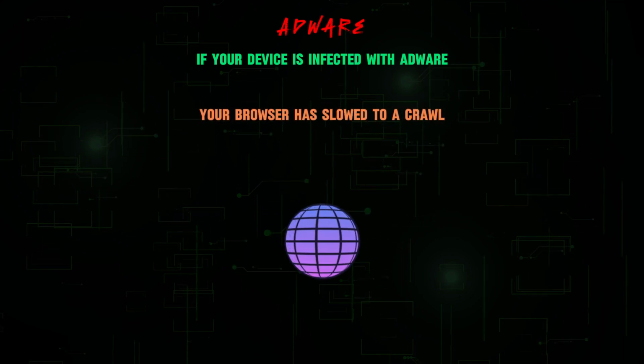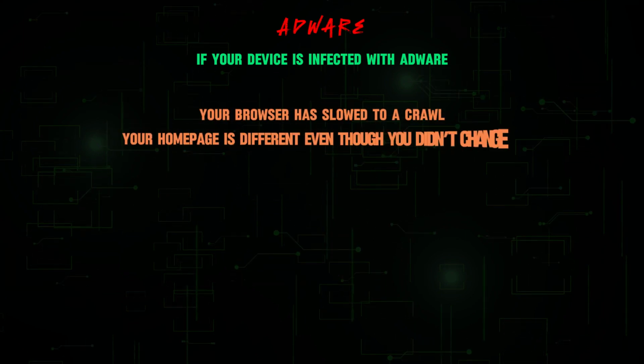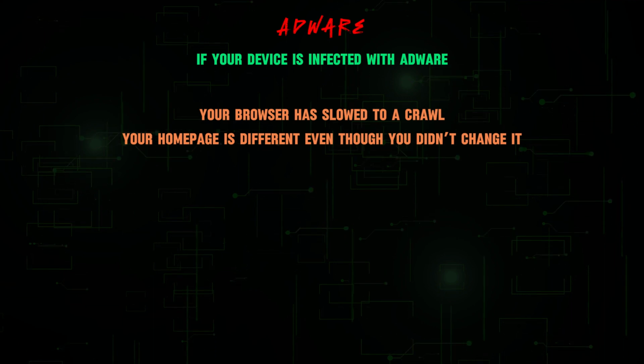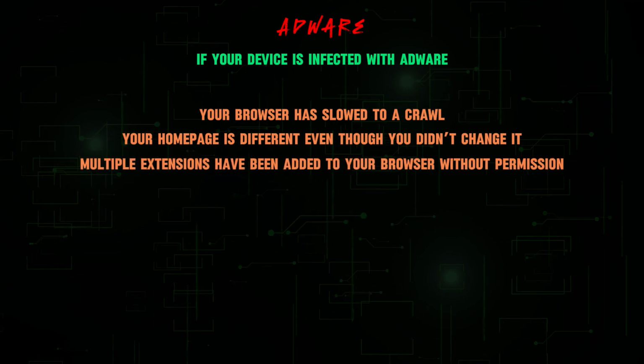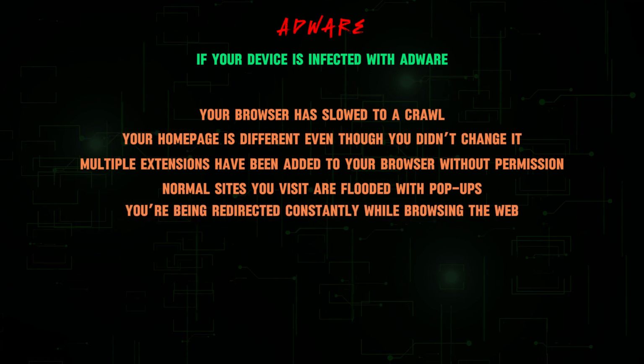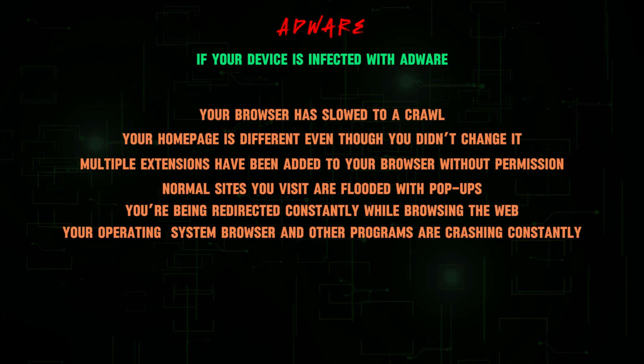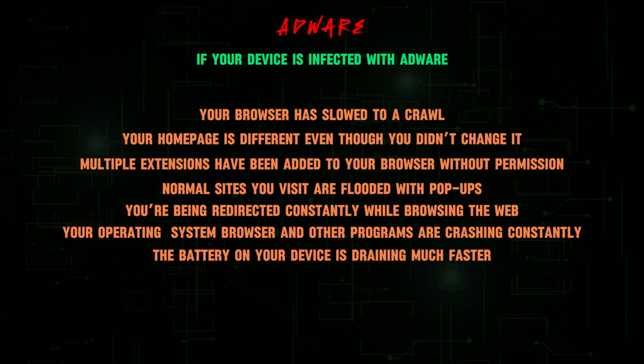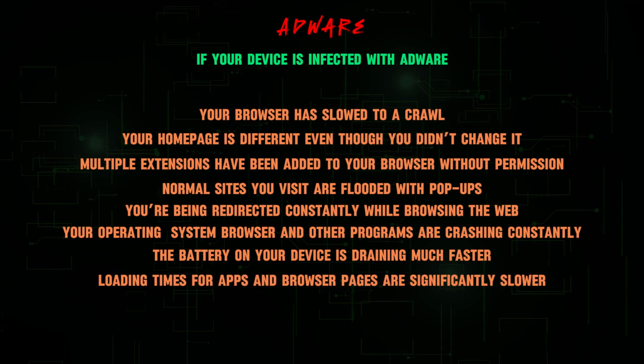Your browser has slowed to a crawl. Your homepage is different even though you didn't change it. Multiple extensions have been added to your browser without permission. Normal sites you visit are flooded with pop-ups. You're being redirected constantly while browsing the web. Your operating system, browser, and other programs are crashing constantly. The battery on your device is draining much faster. Loading times for apps and browser pages are significantly slower.